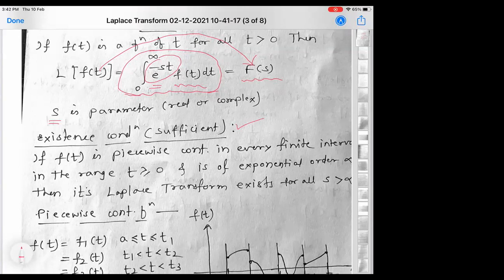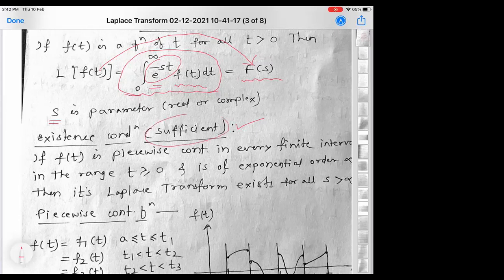So many functions you have learned. So our question is whether the Laplace transform exists for all. For that, the answer is of course no. All the functions are not going to give you the Laplace transformation. Then what is the condition? Which functions are giving the Laplace transform?